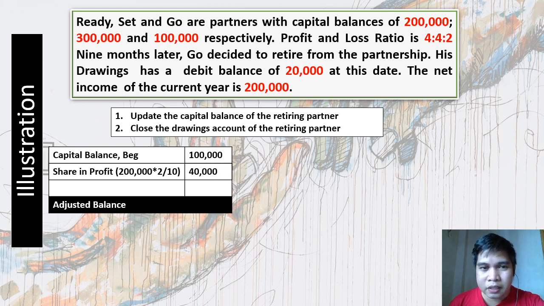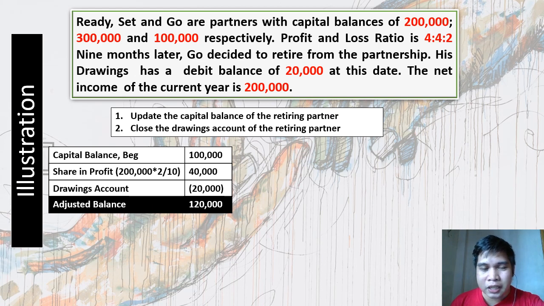Then, sabi dun sa statement sa taas, meron daw debit balance si drawings account. So, it has to be deducted sa ating capital account. So, minus yan. So, the drawings account, minus tayo ng 20,000 pesos. So, after all the adjustment, the adjusted balance of capital balance before the ultimate retirement of Go will be 120,000 pesos. So, okay. So, punta na tayo sa journal entries.